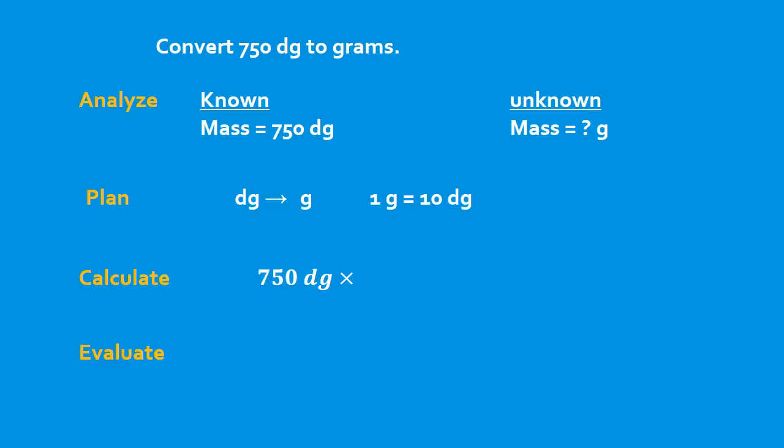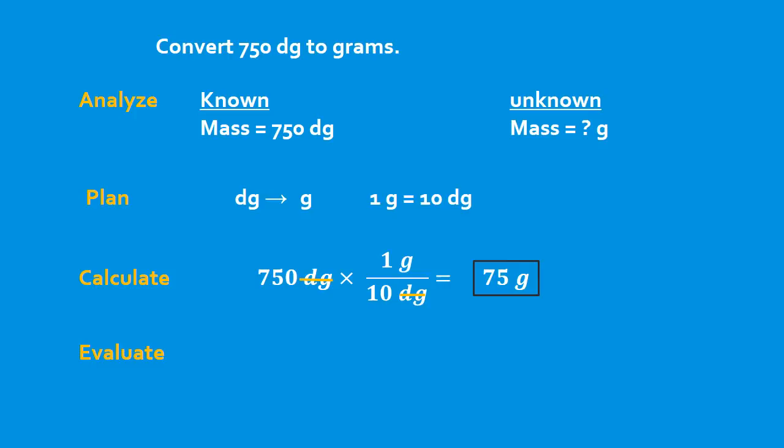We have 750 decigrams, and we're going to use our conversion factor now: 1 gram per 10 decigrams, or 1 gram is made up of 10 decigrams. Notice the units that we want to cancel are on opposite sides. We want to cancel decigram, so we have decigram as a numerator, because remember that's 750 over 1, and we also have it as a denominator. So I'm going to divide decigram by decigram, so they cancel. That leaves me with my unit of grams. So we get 75 grams.